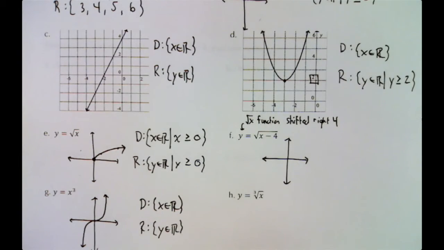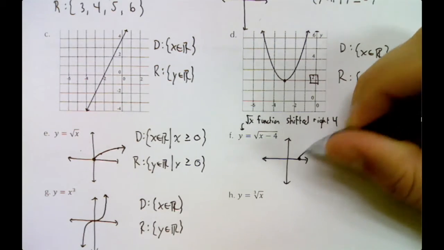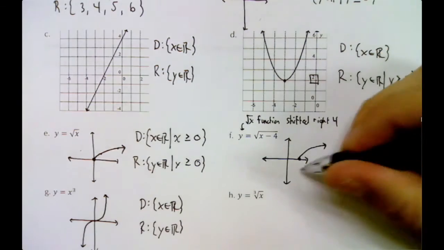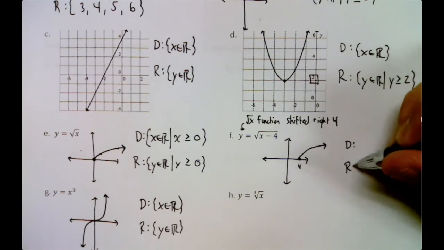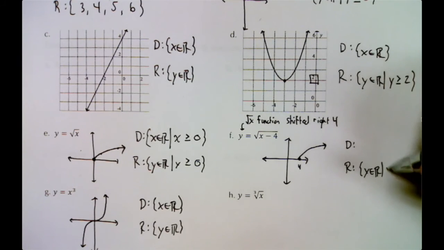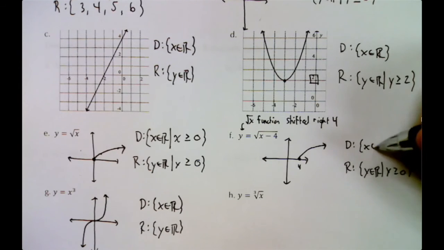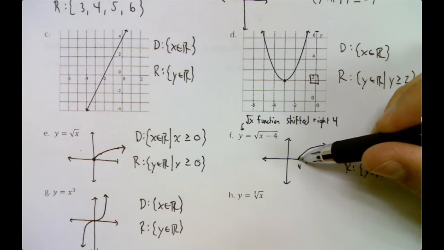So what would that look like? Well, instead of starting at 0, 0, we'd start at 4, 0, and we'd hook to the right. So what would be the domain and range? Well, we didn't move up or down, so the range stays the same as E. But the domain is now that it has to be bigger than 4.